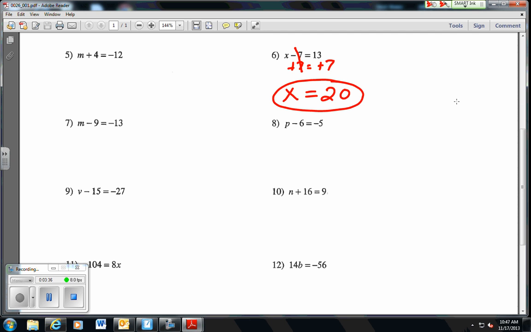Now we check our answer by replacing x with the 20. And we write 20 minus the 7 equals 13. We do the math. 20 minus 7 is 13. There is no math to do on the right side. 13 equals 13. So we know we have the correct answer for x. Right?